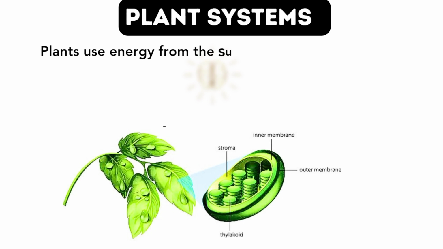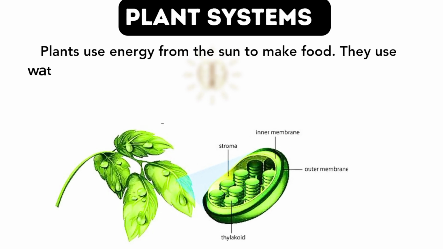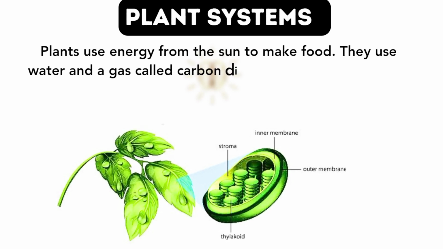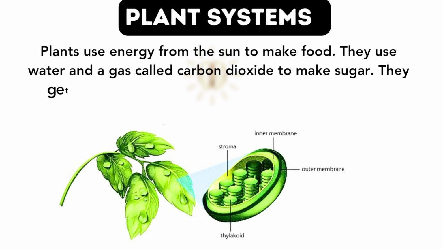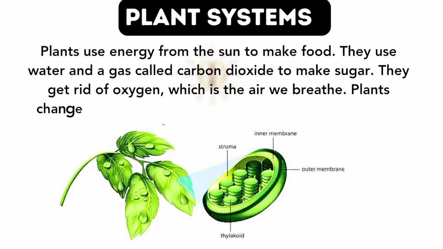How do plants produce food? Plants use energy from the sun to make food. They use water and a gas called carbon dioxide to make sugar. They get rid of oxygen, which is the air we breathe.